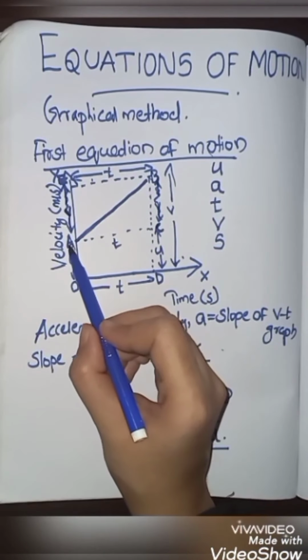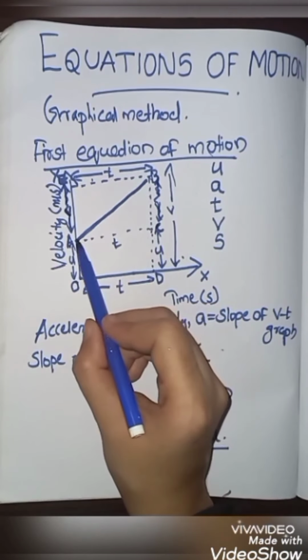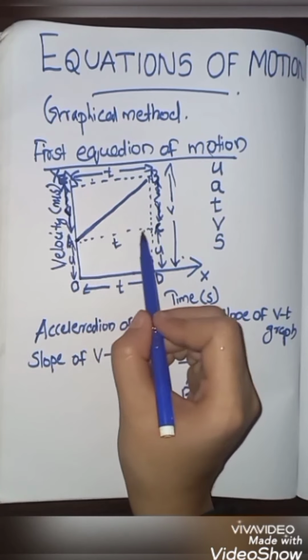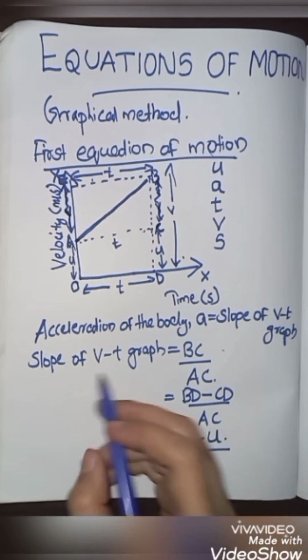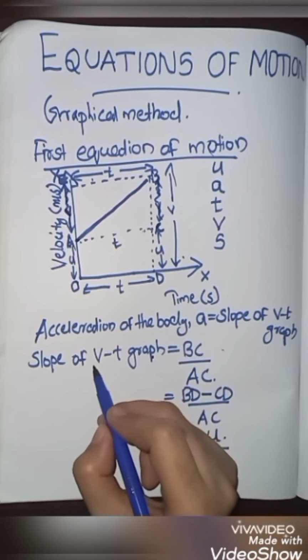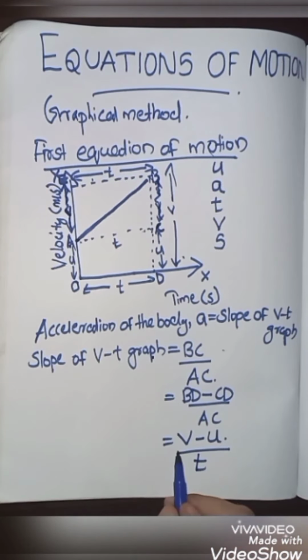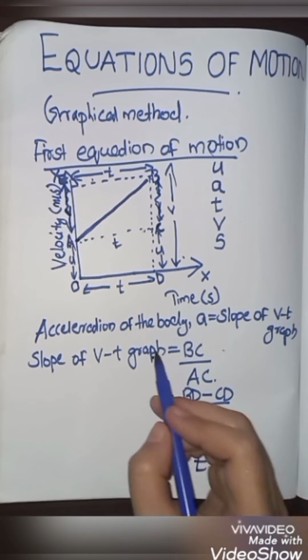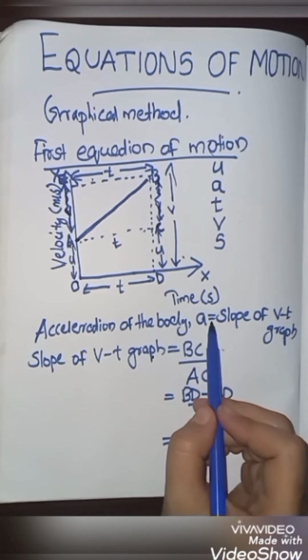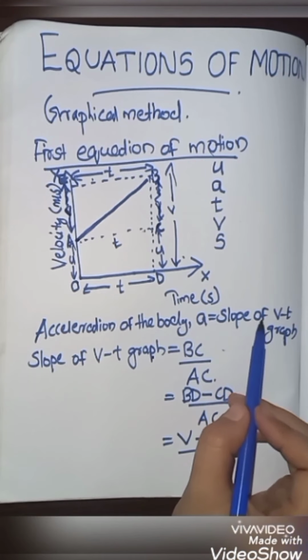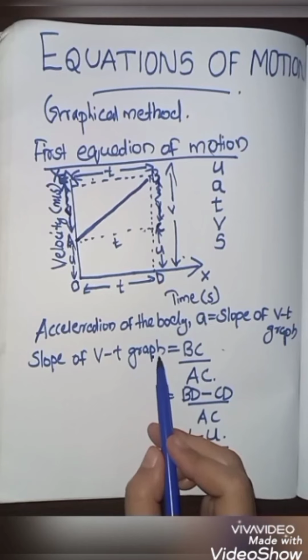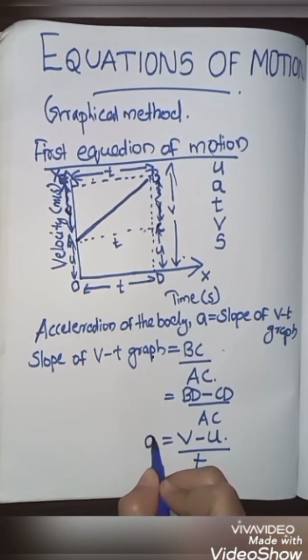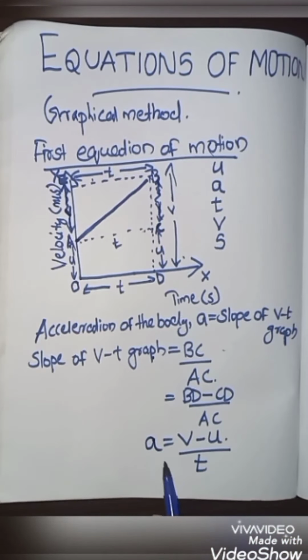What is AC here? AC is the T. That is V minus U by T. Here the slope of the velocity time graph is equal to V minus U by T. We know acceleration A is equal to the slope of the velocity time graph. So the slope of the velocity time graph can be written as acceleration A. Here we get A is equal to V minus U by T.